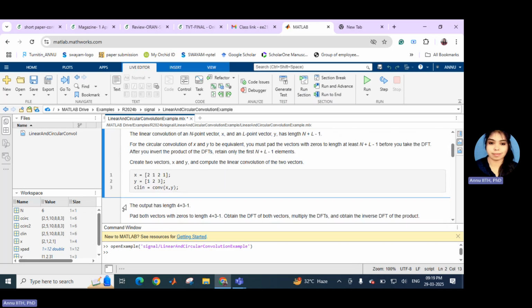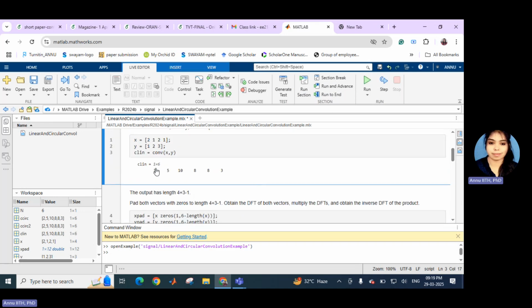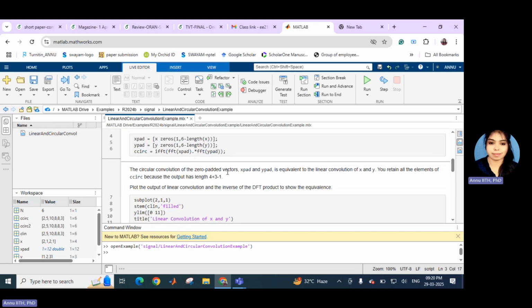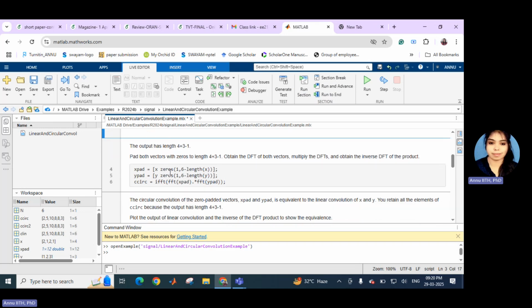Since I kept a semicolon here, that's why it says like equal. So the output you can see: 2, 5, 10, 8, 8, 3. And this output has length 4 plus 3 minus 1. So how does this actually work? If we pad both vectors with zeros to length 4 plus 3 minus 1, obtain the DFT of both vectors, multiply the DFTs and obtain the inverse DFT.